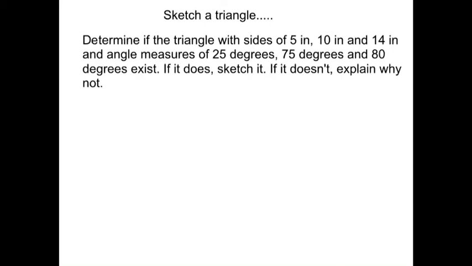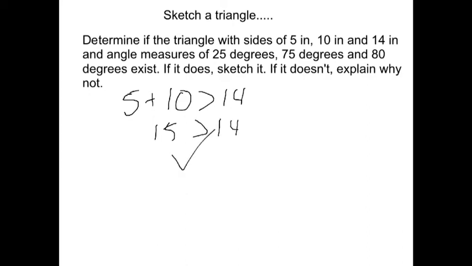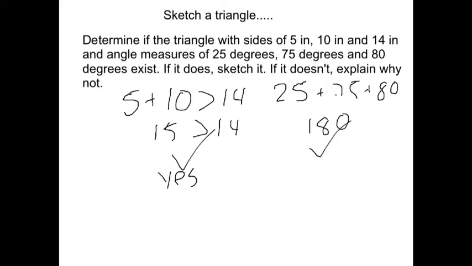So the first thing we have to do is figure out if the triangle exists. So we're going to use the triangle inequality theorem to make sure that the sum of the two smaller sides is greater than the largest side. So according to the triangle inequality theorem, yes, the triangle does exist. And then according to the triangle angle sum theorem, we need to make sure that 25 plus 75 plus 80 equals 180, and that exists as well.